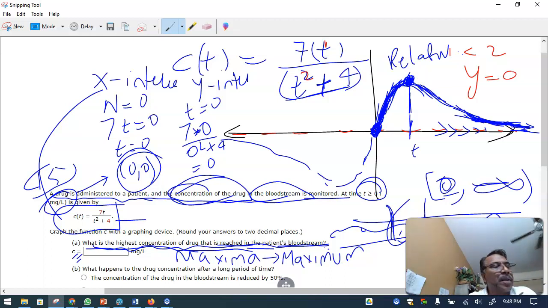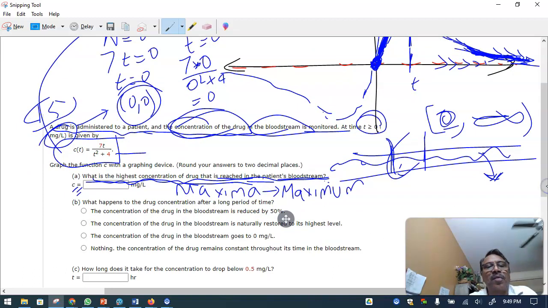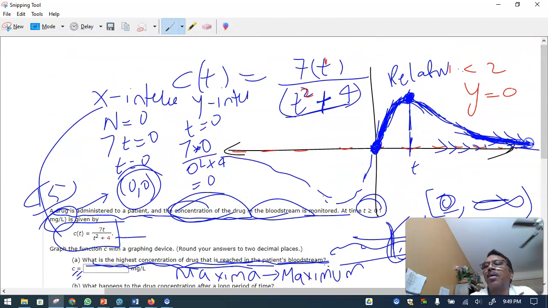So then the question is, what happens to the drug concentration after a long period of time? It means as the time passes by, the concentration of the drug in the bloodstream goes to zero. That's the answer, because as the time passes by for a long time, the concentration of the drug will almost become equal to zero.